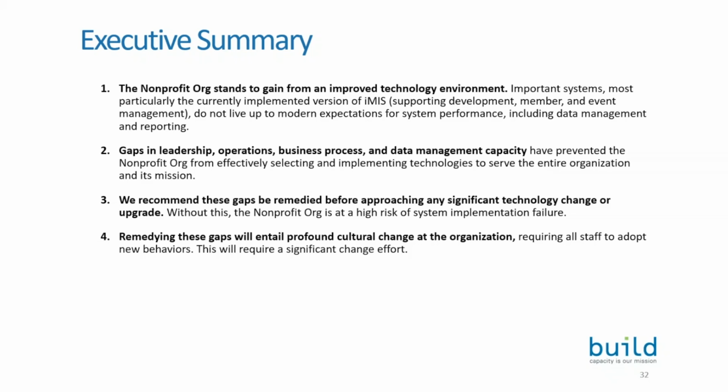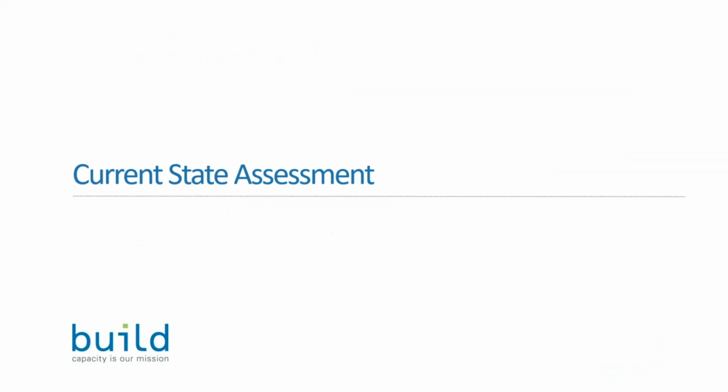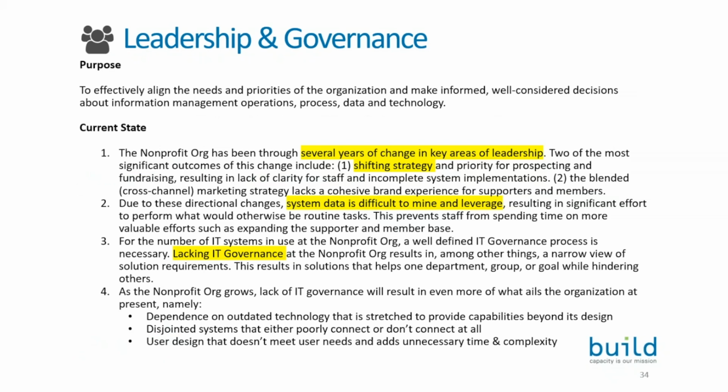So this is an example of how we would approach sharing the opportunity with a client and recommending that the gaps be met. You could do a similar thing for your own organization, working through the information strategy. Say, here are the things that will work and won't work for our organization. Here are the specific areas of leadership, operations, business process, and data management that require improvement. And then you can break that down.